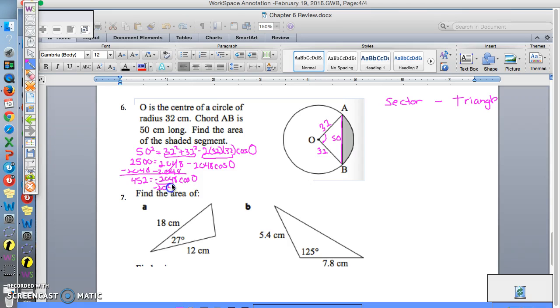Divide by that negative 2048, and we end up with 113 over 512, and that's negative. And again, it's an angle, so we do the inverse cosine of negative 113 over 512, and we end up with 102.75 degrees.